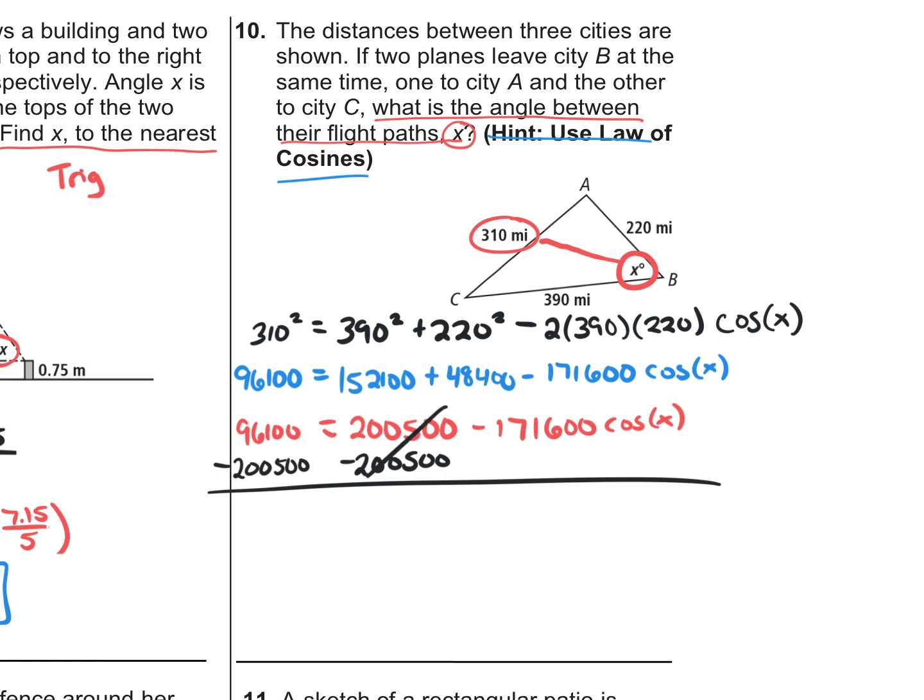So we get negative 104400 equals here. Is it important to know if this is negative or positive? Yes. That's the most important part to keep track of. What's one of the last steps here? Divide by that negative. A lot of you are going to want to add this over, but why do we have to divide? Because it's part of cosine. Yep, we got to get it away from cosine.